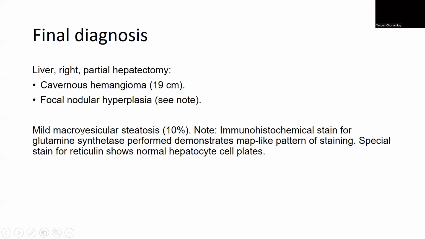In this case, there's also a really big cavernous hemangioma here, but we signed out this case as FNH, and we did map-like staining by glutamine synthetase, and we showed that reticulin retained normal architecture.